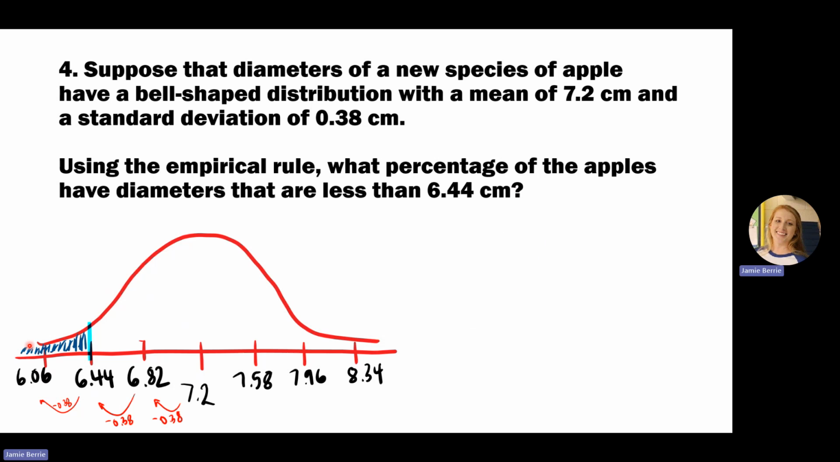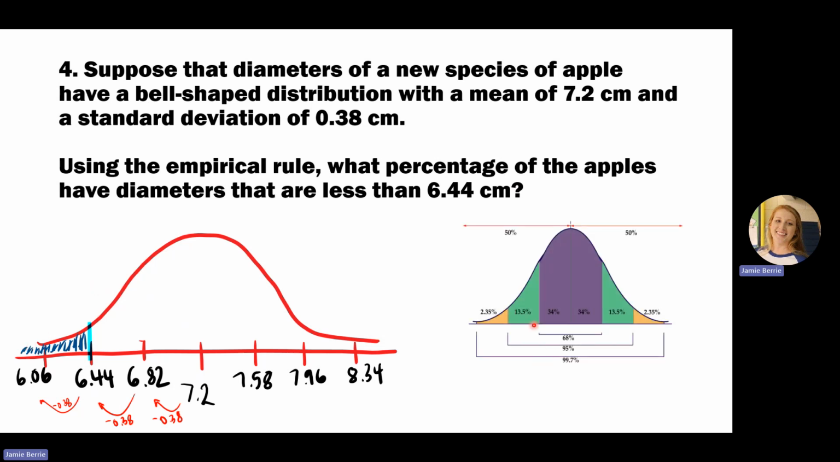Now I'm going to refer to my diagram. Here's my mean, one standard deviation to the left, two standard deviations to the left. The 2.35 is that chunk. And do you remember what we said this little chunk on the end is? 0.15, right? So that is left out of the picture. Add those up. What's 2.35 plus 0.15?